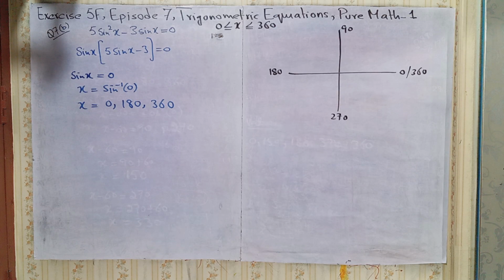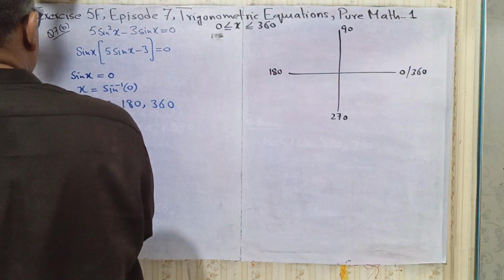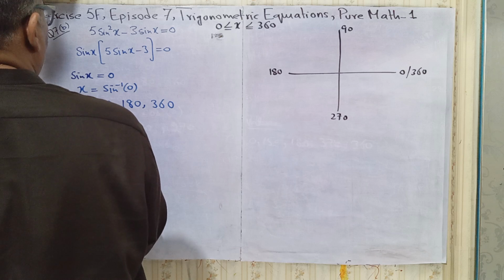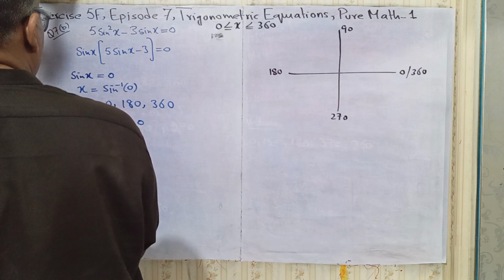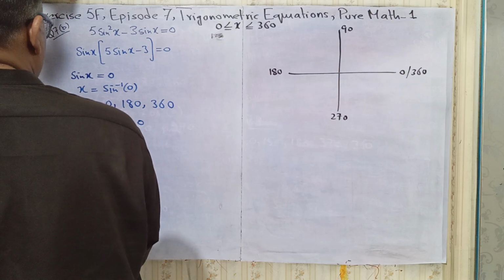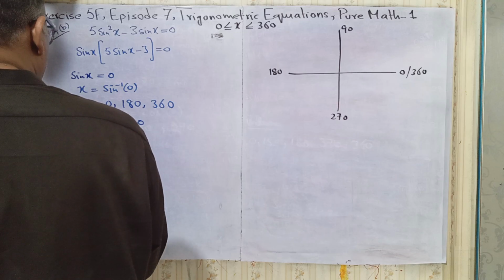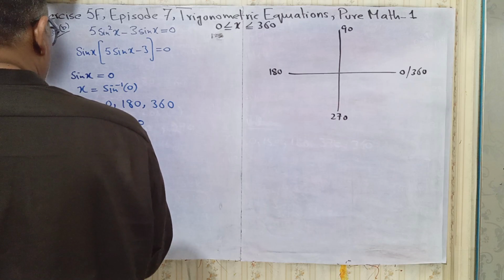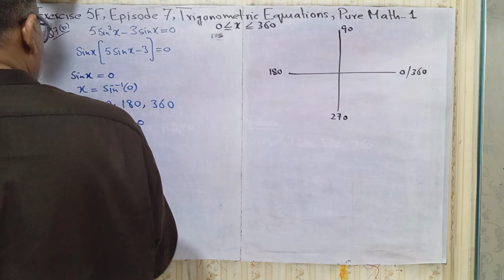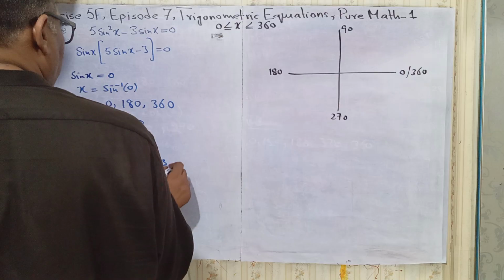Then I will make this 5 sine x minus 3 equals to 0. So we will have 5 sine of the x minus 3 equals to 0. So this will be sine of the x equals to 3 by 5, taking this 5 to the other side. So your x will be equal to the sine inverse of 3 by 5.